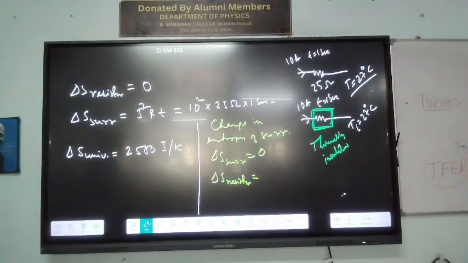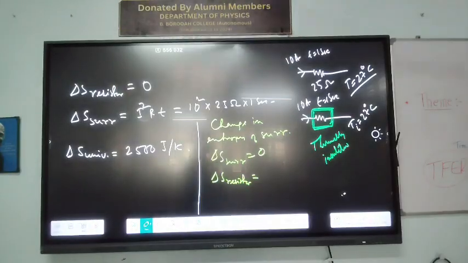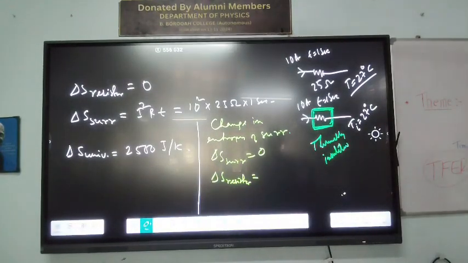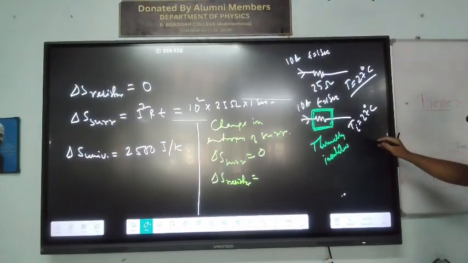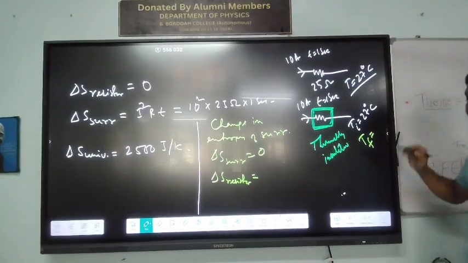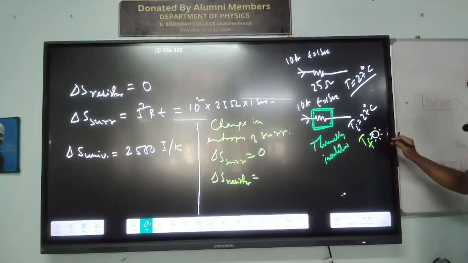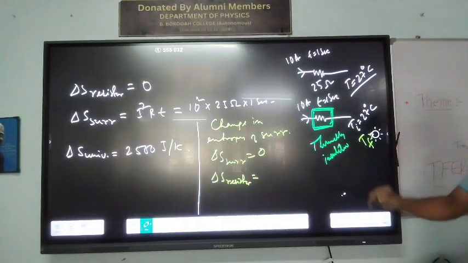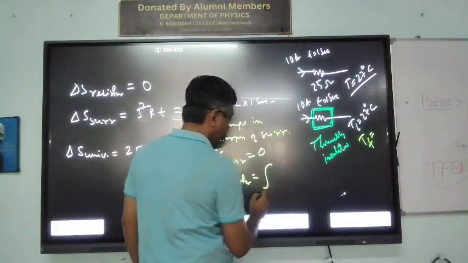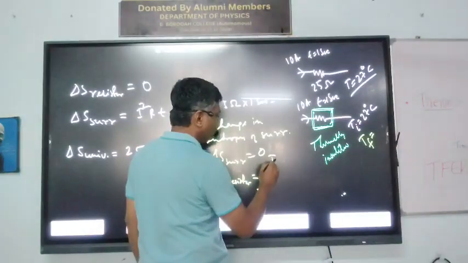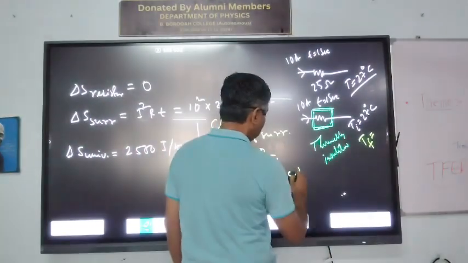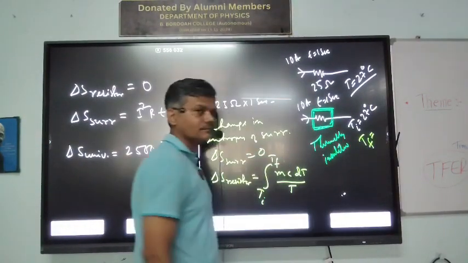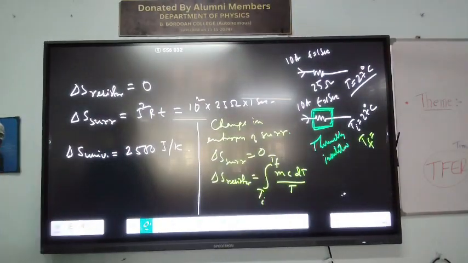Now you see your resistor is thermally insulated. Thermally insulated means what? The temperature will rise. It will rise from 27 degrees Celsius to another temperature called TF. So first of all, I have to find out this TF. Then I can do one thing. I can integrate it from Ti to TF. Okay. So mc dT divided by T. Because your temperature is rising from Ti to TF.